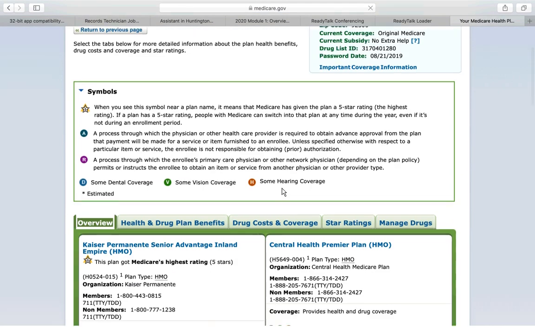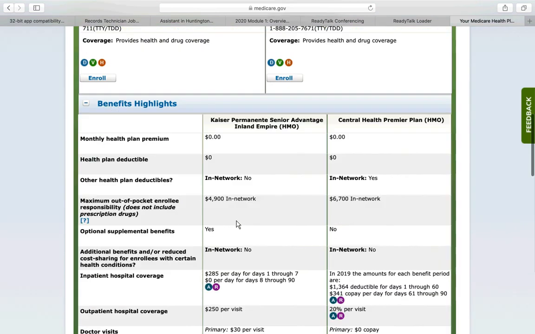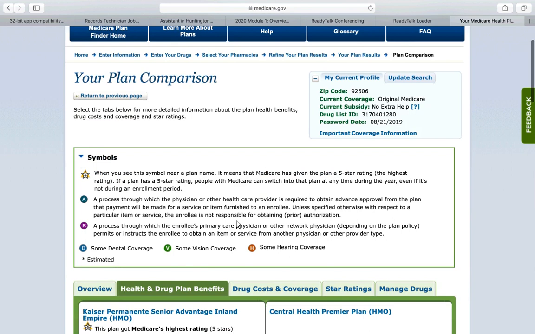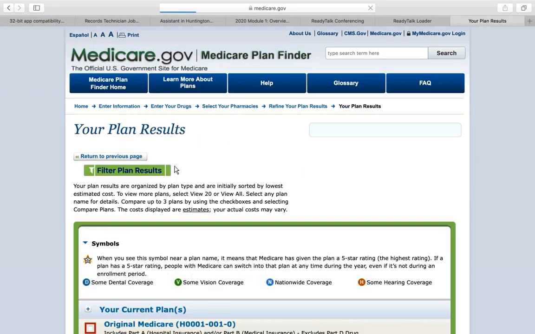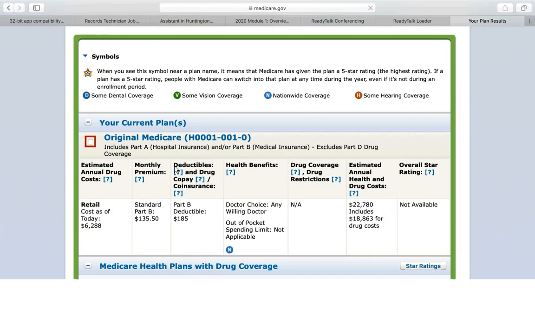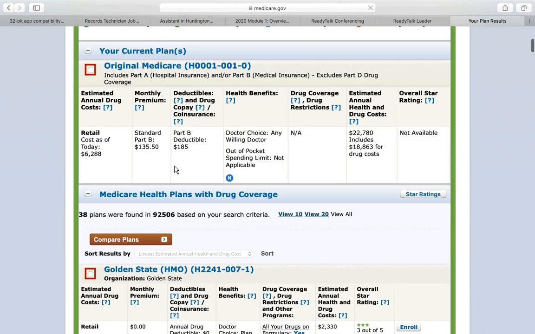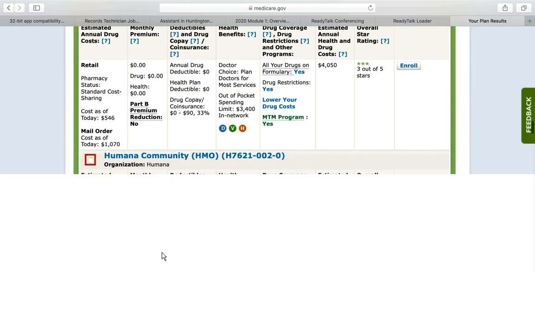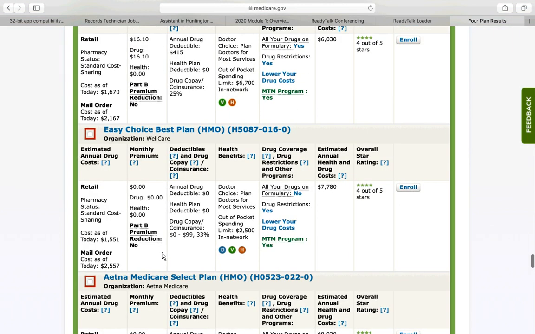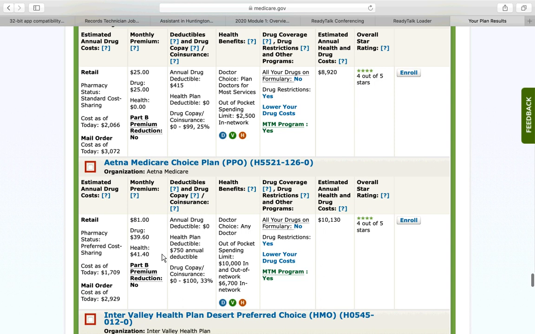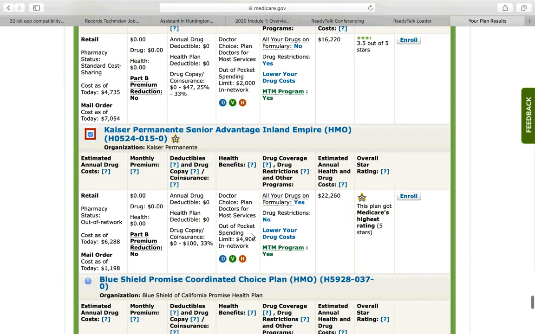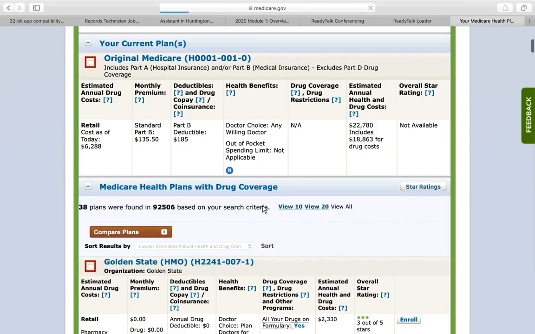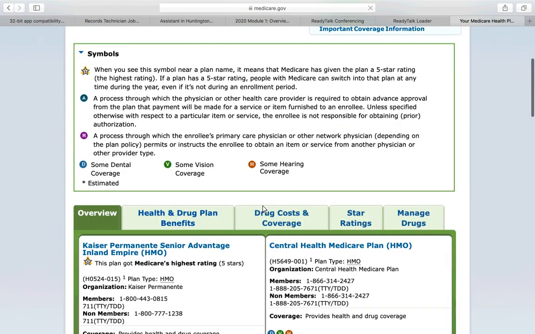Okay, so health plan benefits. Oh, wait a minute, I chose the wrong Central Health Plan. Hang on. Let's do this again. Boom. Okay, now we're going to do the comparison. So we're going to have a side-by-side comparison between Kaiser and Central Health Plan.